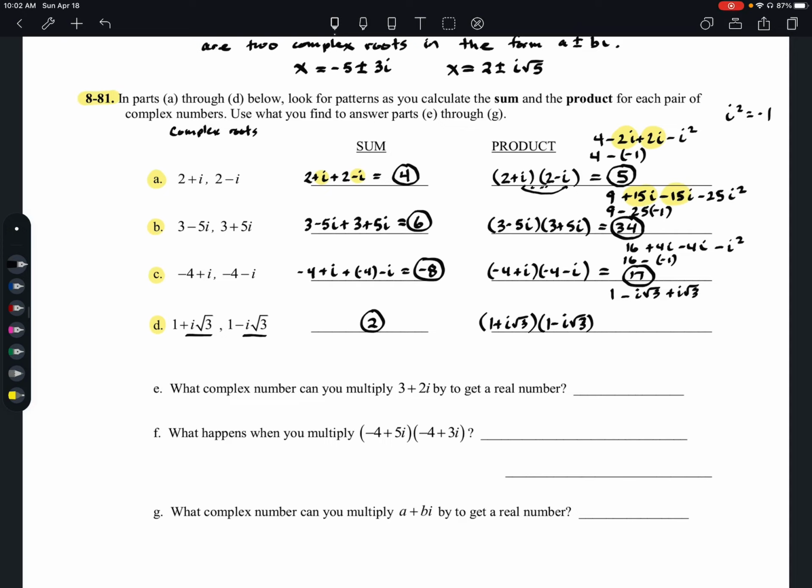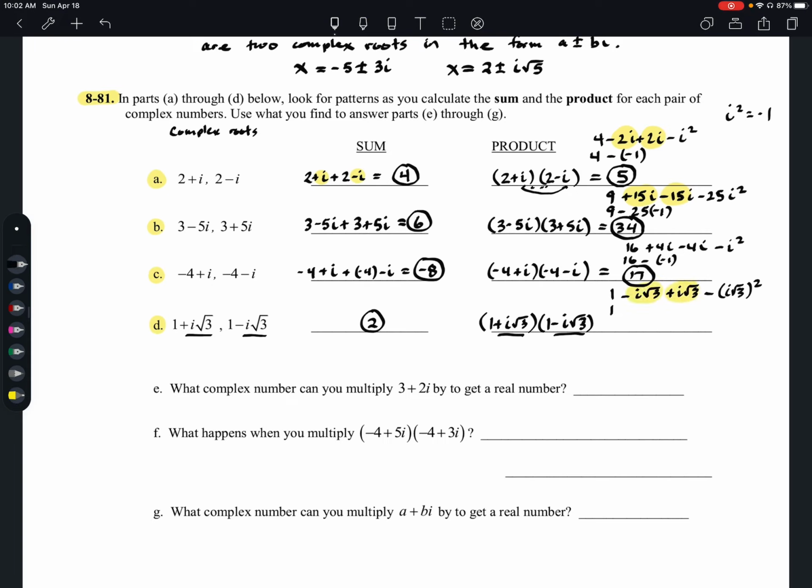And then we're going to have positive I radical 3 times negative I radical 3. So we know it's going to be a negative, and we're going to say I radical 3 squared, right? Because we're multiplying it times itself. And when we do that, we should have 1. Our two middle terms are still canceling out.